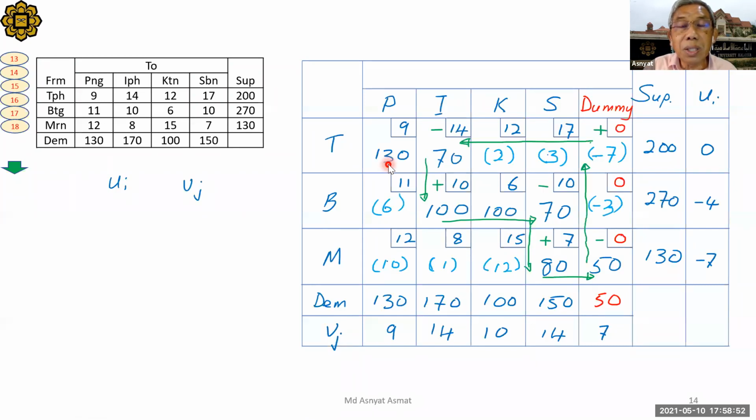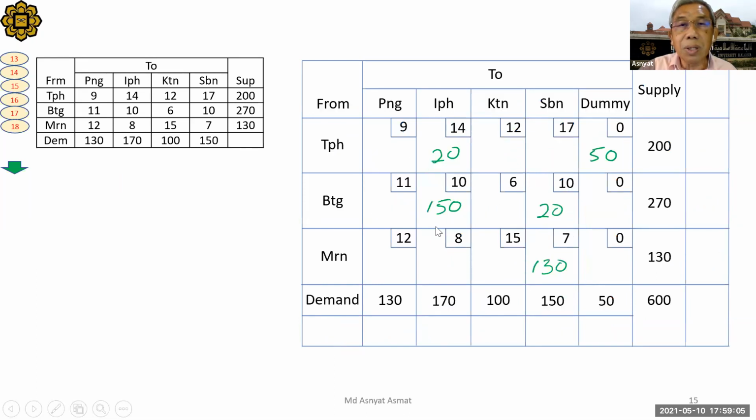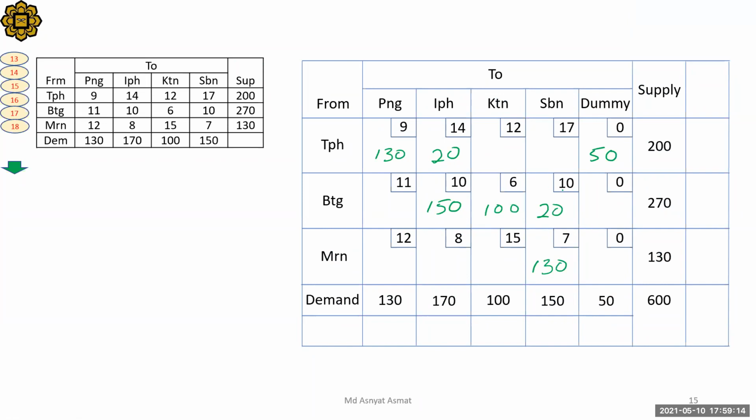So we have 130, not affected. 100, not affected by the closed path. So this one remains the same: 130, 100. So there is one more that is affected. There's another one that is affected besides 130.